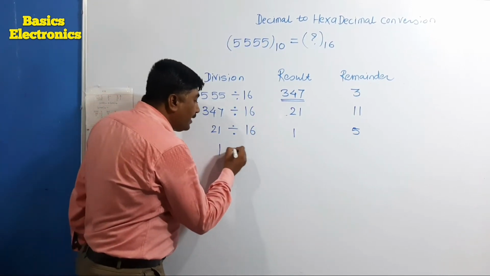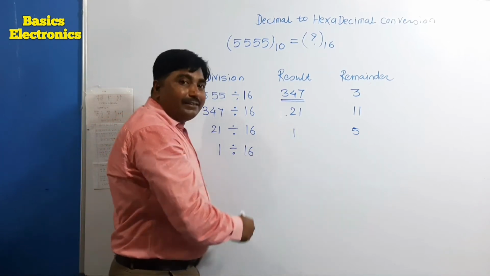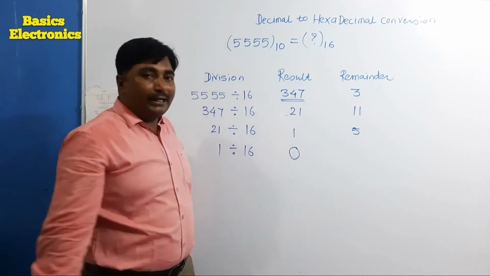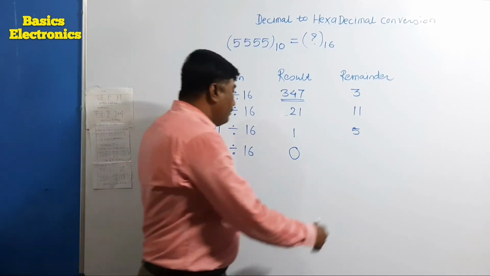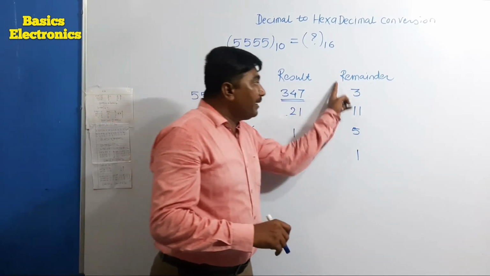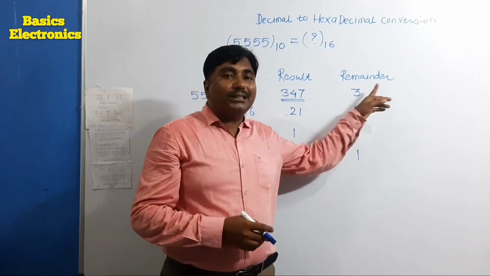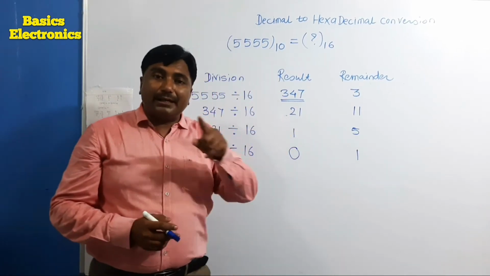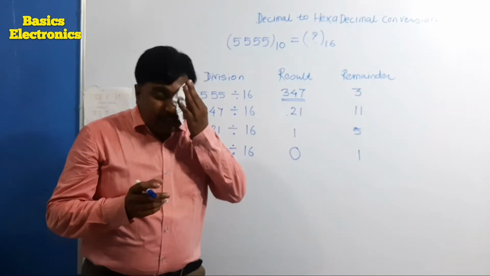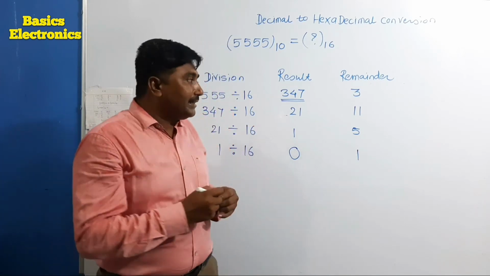Then we divide this 1, which is again the result, by 16. Now the result becomes equal to 0 and the remainder is 1. Now we have the remainders. We write down the remainders in reverse order. But before that, we have to check if there is a number greater than 9, and convert it into hexadecimal.